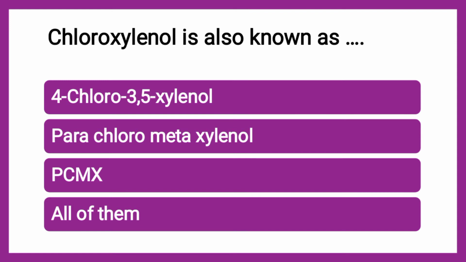Whether it is known as 4-chloro-3,5-xylenol, whether it is known as para-chloro-metaxylenol, whether it is known as PCMX, that is the abbreviated form of para-chloro-metaxylenol, or all of them. The correct answer is it is all of them. Chloroxylenol is also known by all the three names.